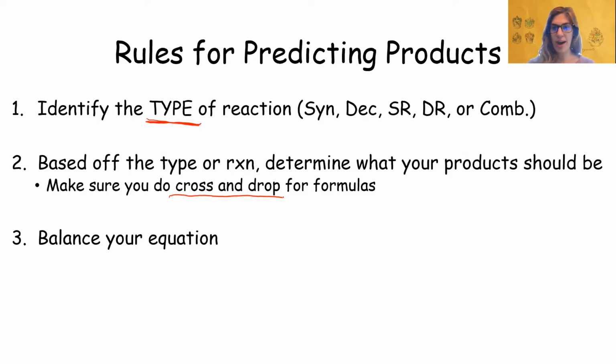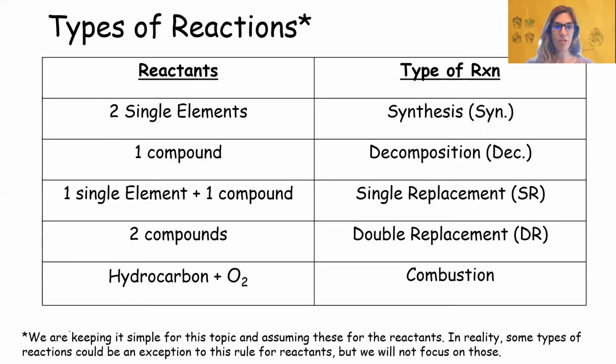Only after you have discovered your products and have written them in the chemical equation can you begin to balance. And once your equation is balanced, then you are finished. I've broken down the types of reactions based off the reactants only. I do want to note that we are only dealing with simple cases. We're not going to make it super complex, so please don't freak out.